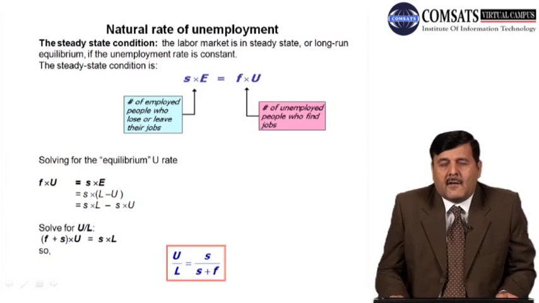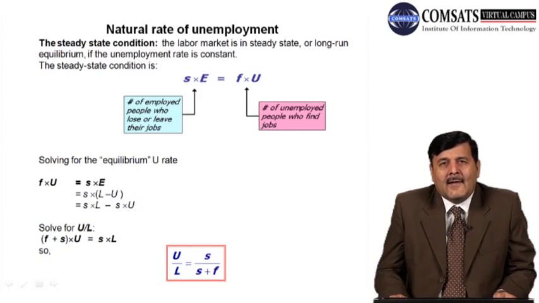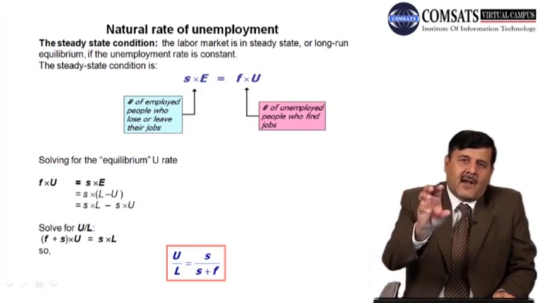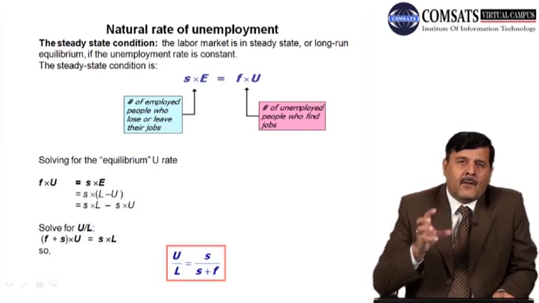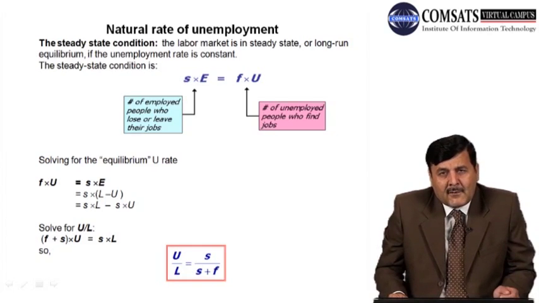Now we'll try to solve this equation for the unemployment rate. To find the unemployment rate, we can proceed with this further. FU is equal to SE. As we know, the employed labor force E is the total labor force minus unemployed. Agar total labor force mein se aap unemployed ko nikal dete hain to you will get the employed labor force. So just substitute that value in place of E.